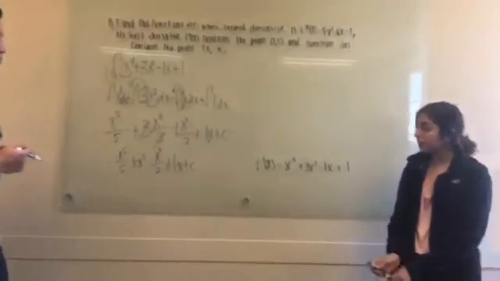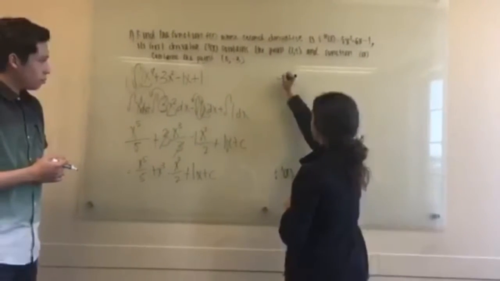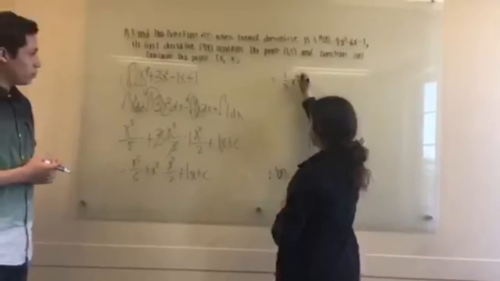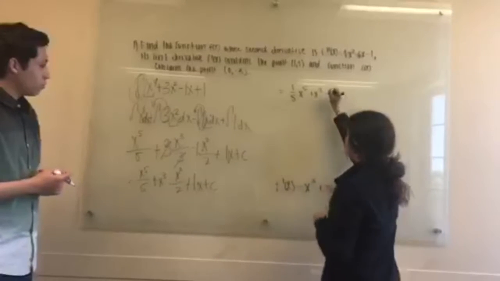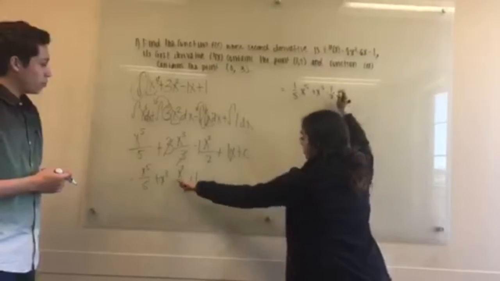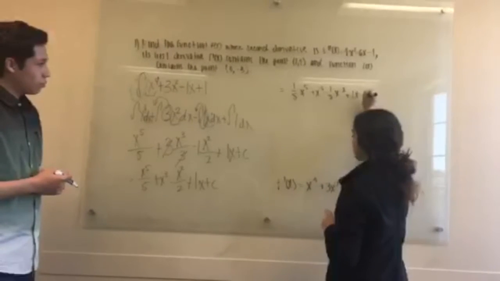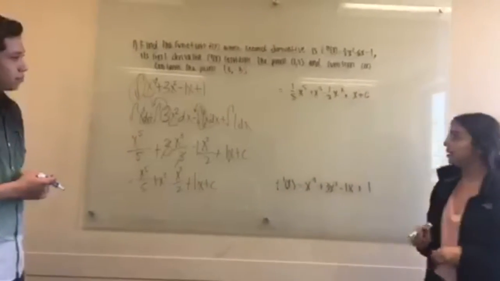And to simplify even further, you can bring the 5 out and make it 1/5. So you would continue and have 1/5 x to the 5th plus x cubed minus 1/2. You bring the 2 out, x to the 2nd plus 1x plus c. And you can just take the 1 out since the x is only 1.